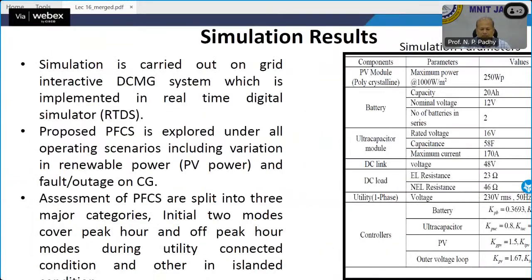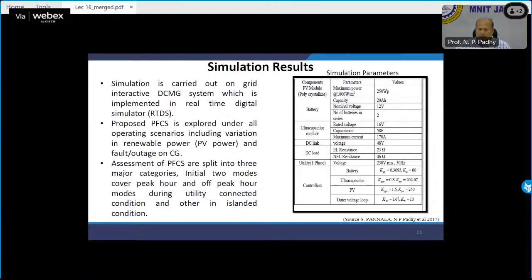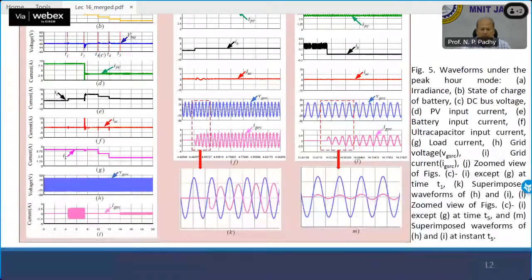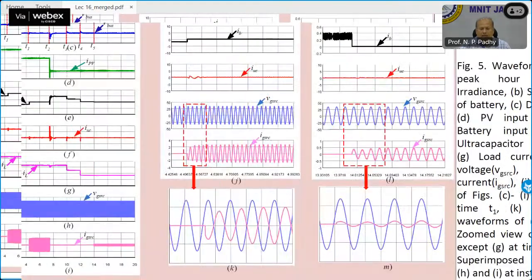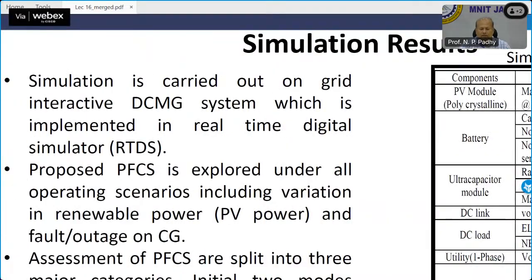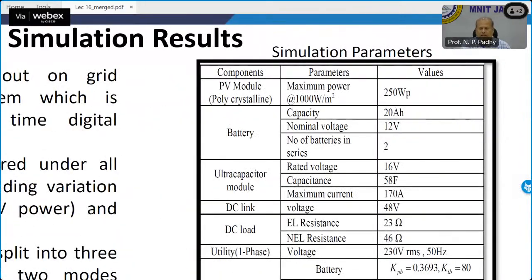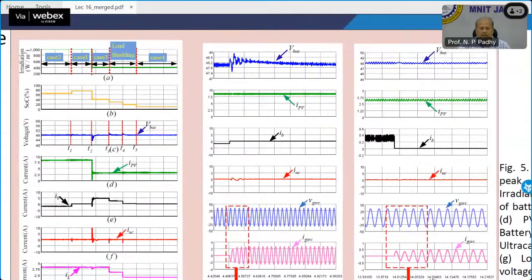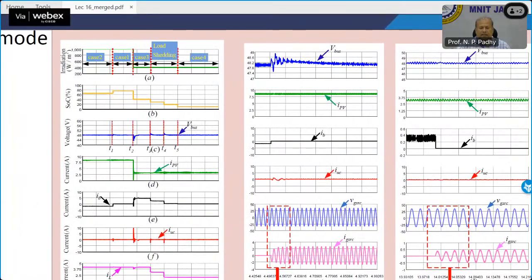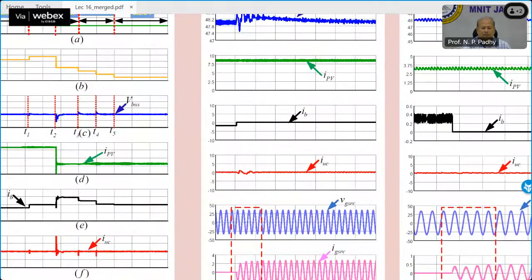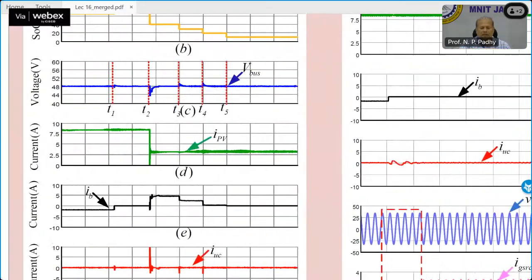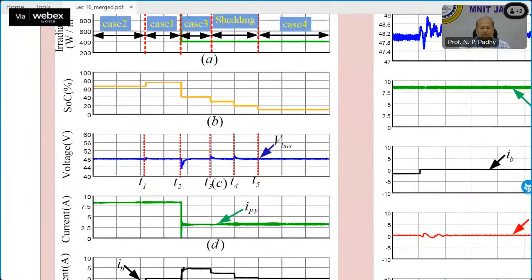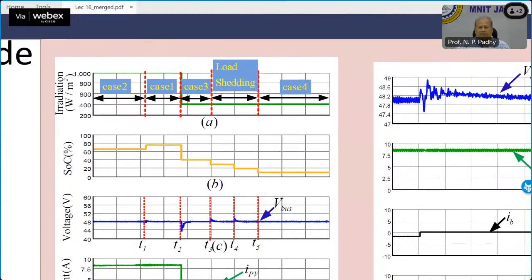Okay, the other slide, now I've slightly zoomed. Yes, now it is okay. All of you please have a focus.